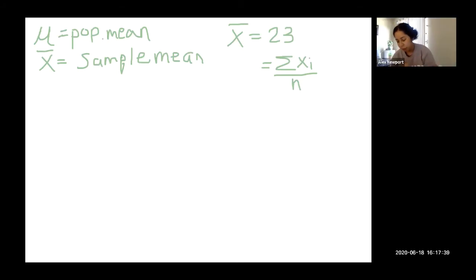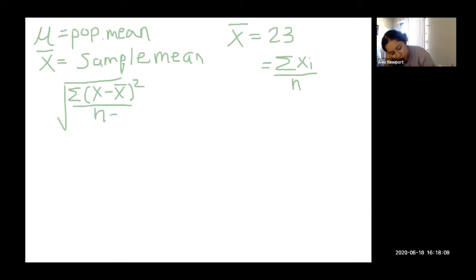Then after that, we're going to use the equation for standard deviation. We said sample, right? Yeah, that's what we're doing. So we have this formula. Do you guys recognize it? That's the sample standard deviation.